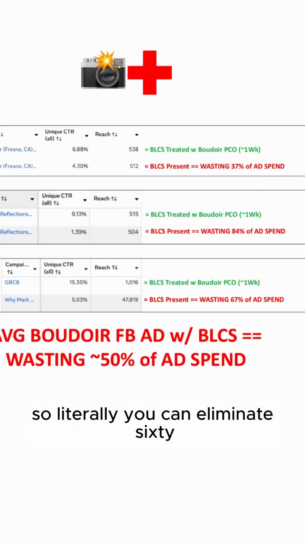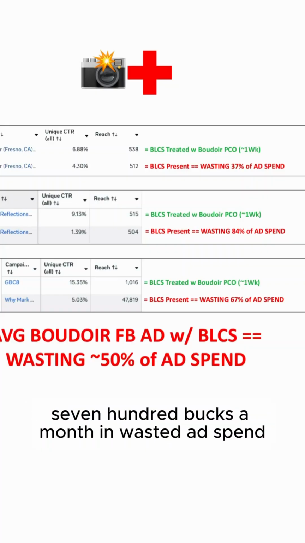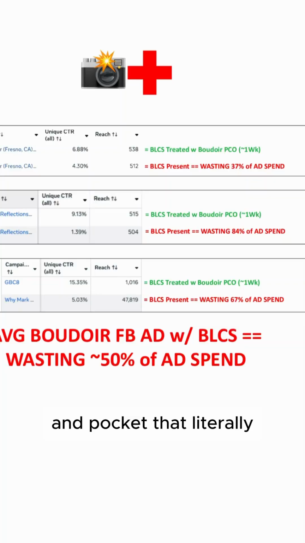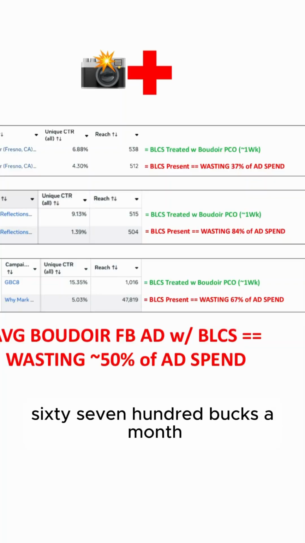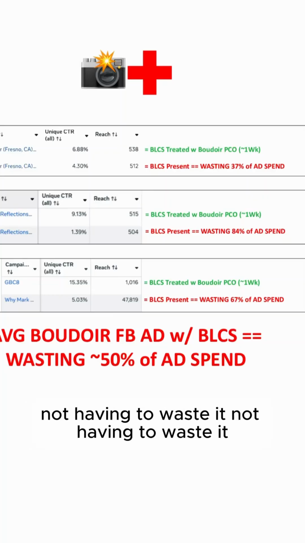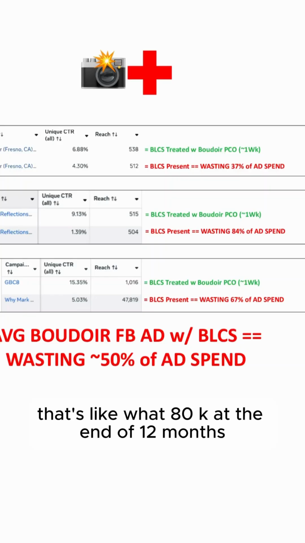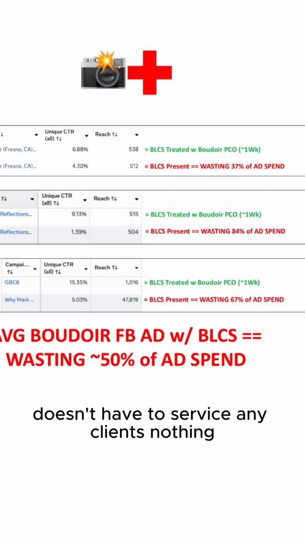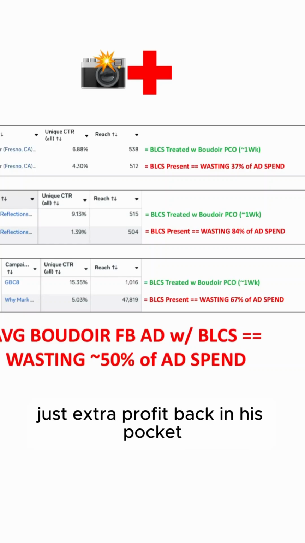So literally he can eliminate 6,700 bucks a month in wasted ad spend and pocket that 6,700 bucks a month, a phantom bonus every single month, because he's not having to waste it. That's like what, 80K at the end of 12 months? Doesn't have to service any clients, nothing, just extra profit back in his pocket.